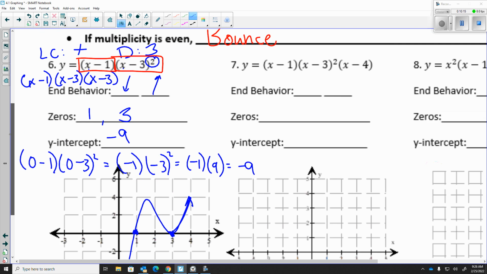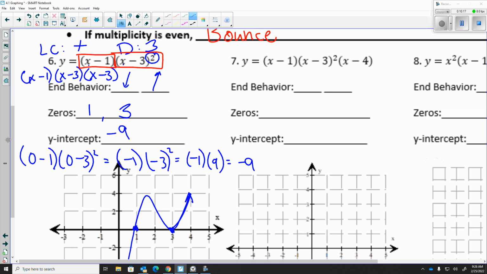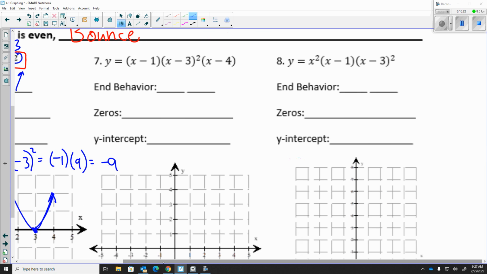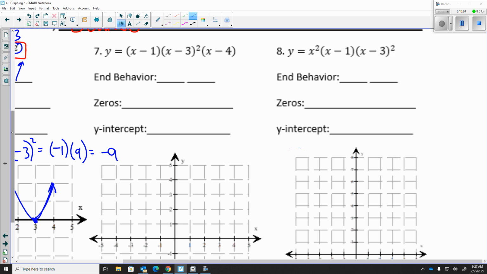All right. Why don't you try one of those, 7 or 8, whichever one you want. Everything is the same. End behavior is the same. The zeros are the same. Y-intercept is the same. Putting all the points on there is the same. It's just different once you draw the graph, because now you need to ask yourself, do I cross at that x-intercept or do I bounce off of it? All right. So give one of those a try.